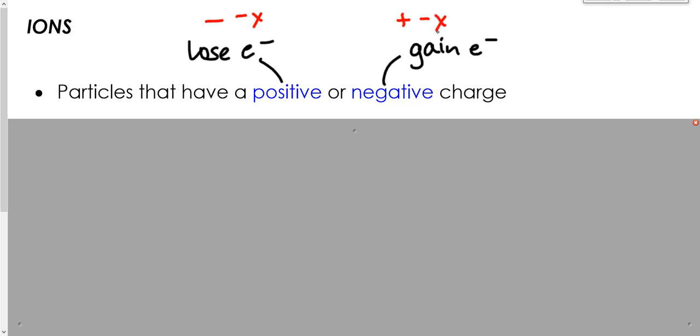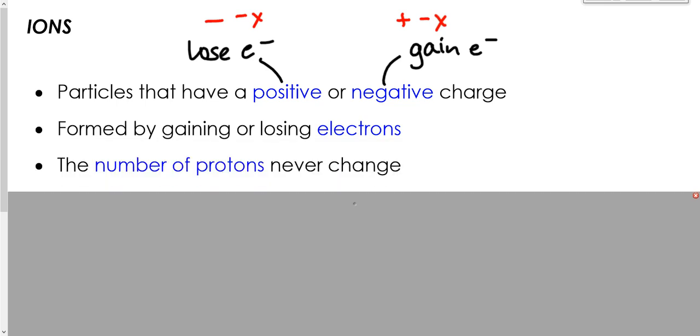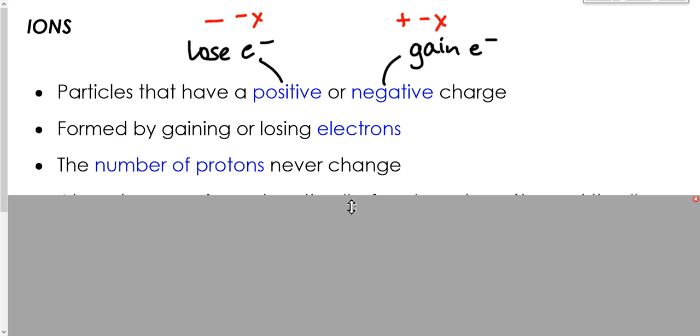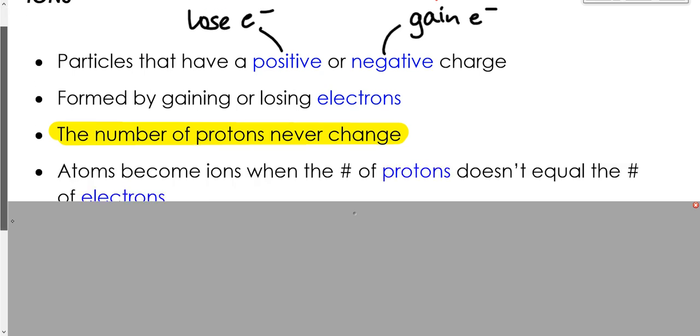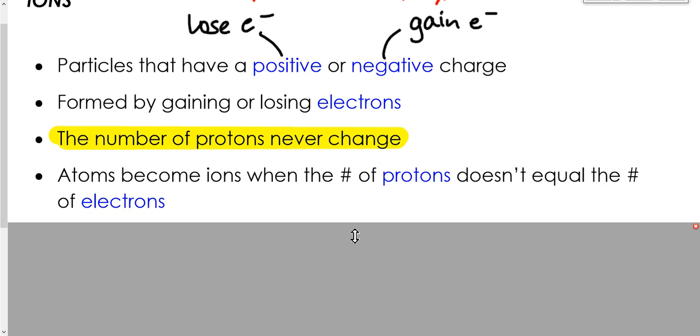All right, so with gaining or losing electrons, your protons never change. This is really important. Protons never change. Protons define your element. So if you change your protons, you do not just change your charge, you change which element you have. For example, carbon always has 6 protons. Lithium always has 3 protons. So atoms become ions when the number of protons doesn't equal your electrons.